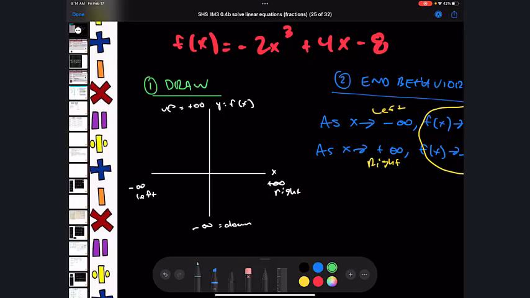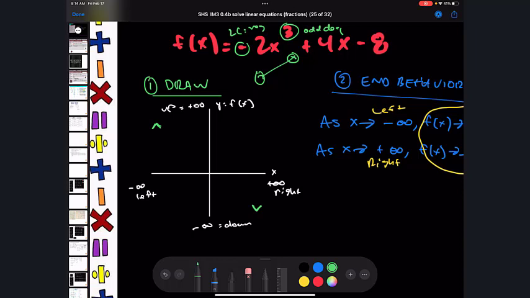Hey guys, let's go ahead and graph f of x equals negative 2x to the third plus 4x minus 8. We're going to go ahead and draw this. I know this is an odd degree, so that's going to look where we talked about, and then this is the leading coefficient that is negative. That's going to flip, and so instead of starting down going up left to right, it's going to start up and then end down.